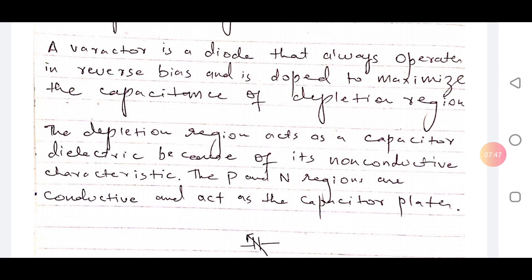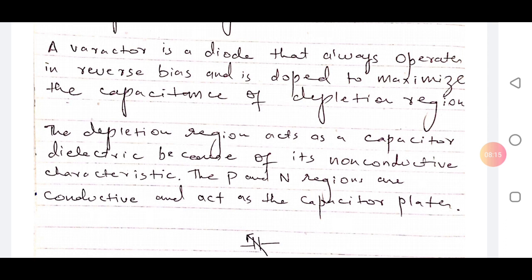So the depletion region of a diode is considered as the dielectric of a capacitor. The depletion region of the diode basically acts as a capacitor dielectric. Why? Because the depletion region is of non-conductive nature. The depletion region doesn't conduct. That's why it is called a dielectric.